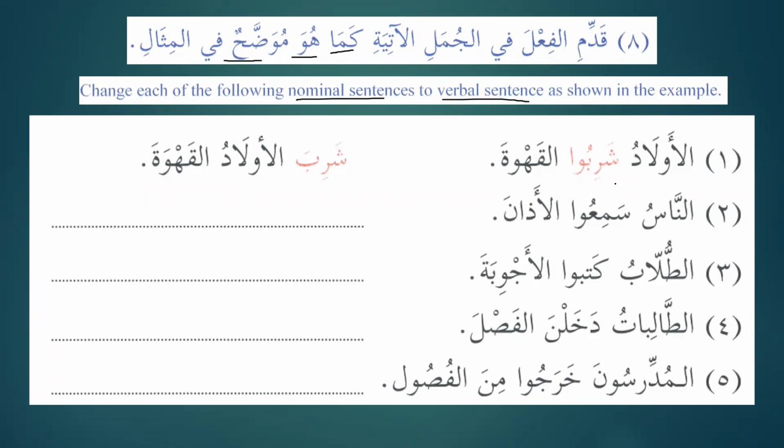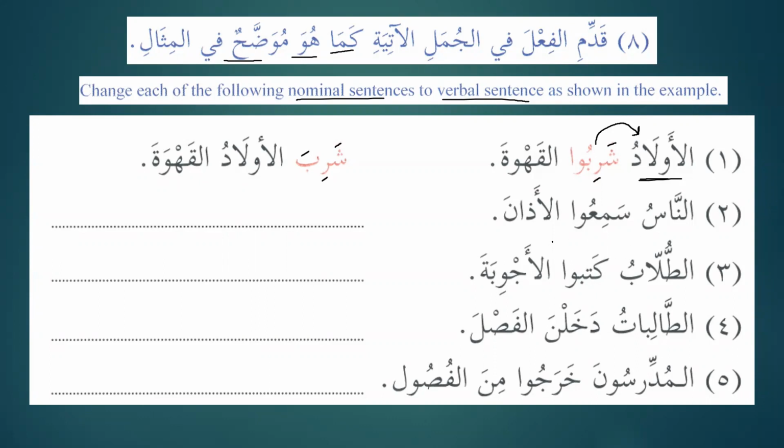Al-awladu sharibu al-qahwata. Now, as I explained earlier, if it's a nominal sentence, then the verb has to follow the noun. Al-awladu is plural, and the verb has to be plural. So it will be al-awladu sharibul qahwata. But when we have a verbal sentence, it has to start with the singular verb, which is shariba. So it will be sharib al-awladu al-qahwata. And the boys drank coffee. So now on the same pattern, we have to complete the rest of the sentences.